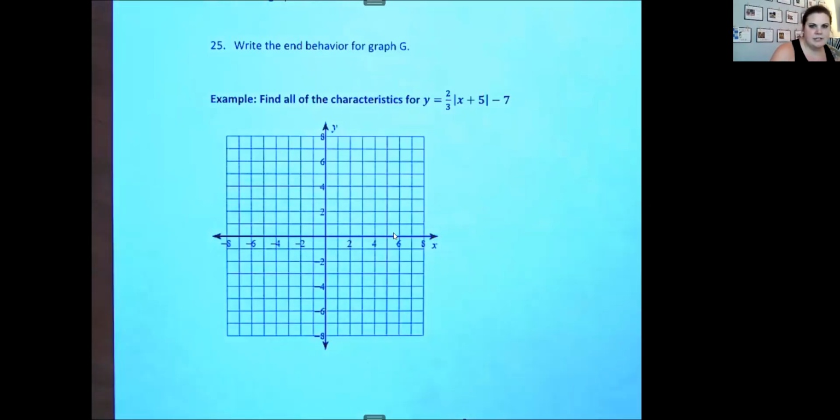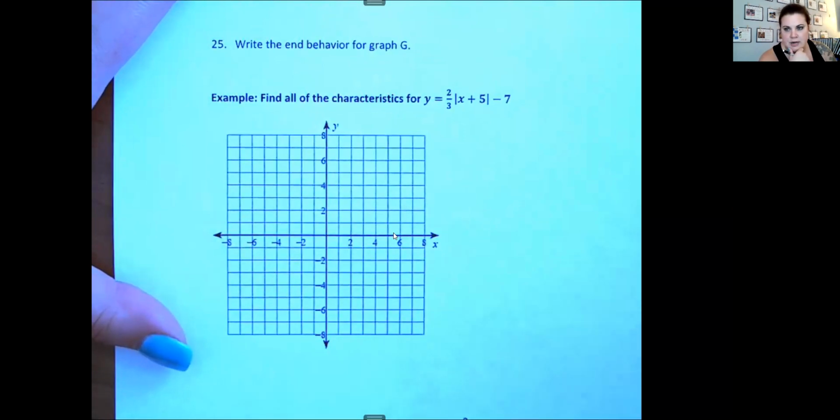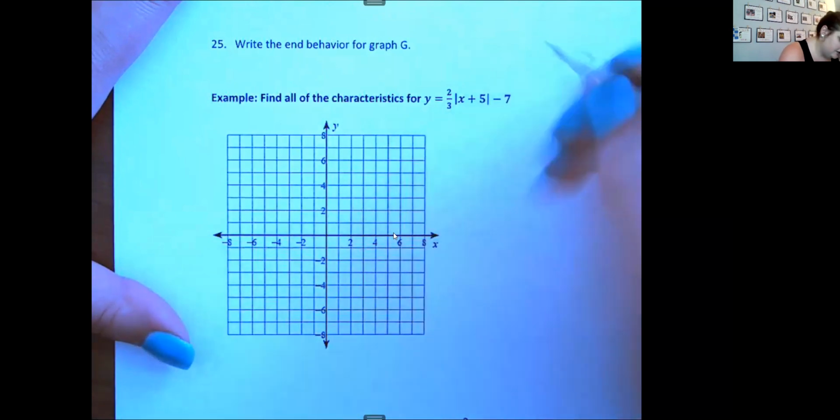Right, so here is one problem. We're going to go through all the different things that we've learned about absolute value graphs. So it wants us to find the characteristics, which means that it wants us to use all of those different descriptors that we've been talking about basically all week. So first I'll go through the transformations.